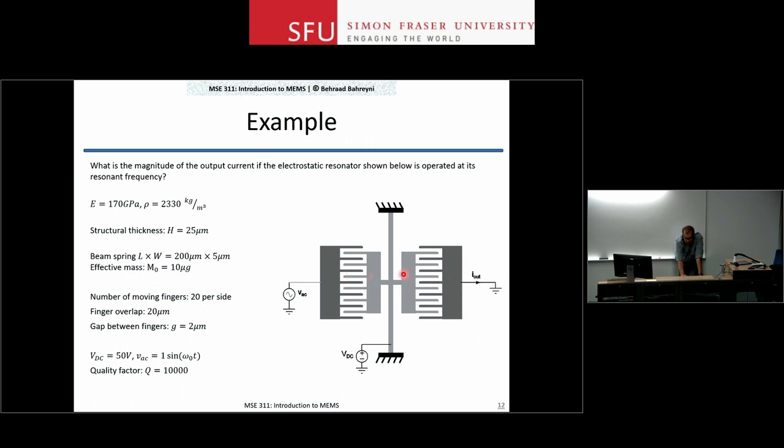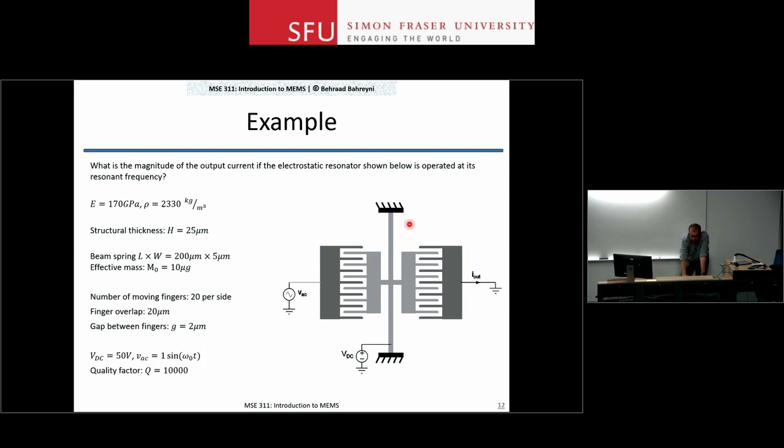On the right side, I measure a change in capacitance through this DC voltage that I have applied to the shuttle of the device. Device dimensions are given here. The fingers, number of fingers, the overlap, all of that is given. The DC voltage is 50 volts. AC voltage is a 1 volt sinusoidal signal. Quality factor is 10,000. So how do I solve this?